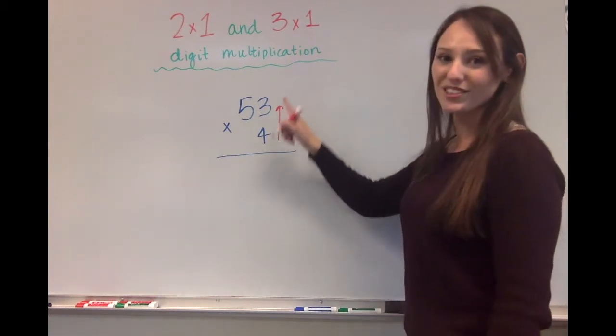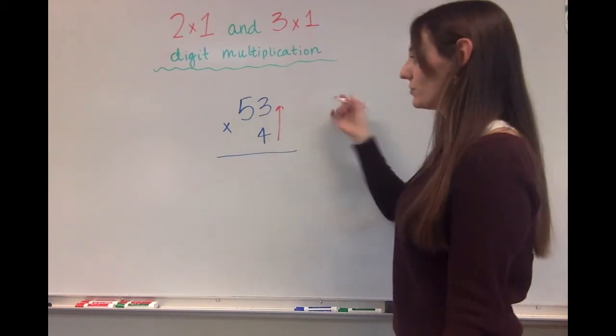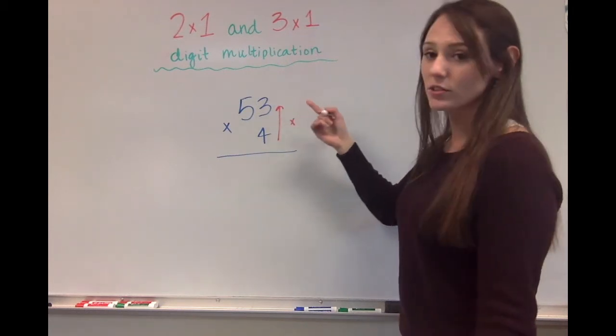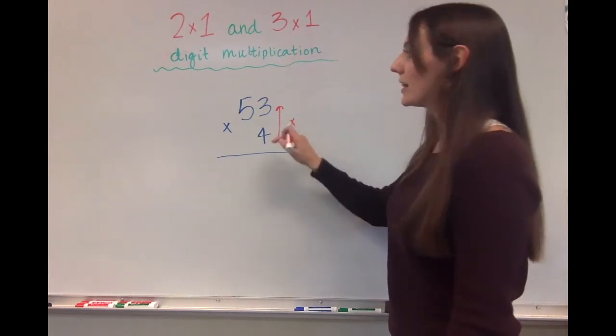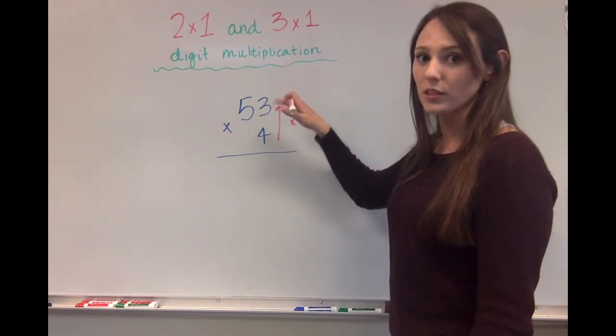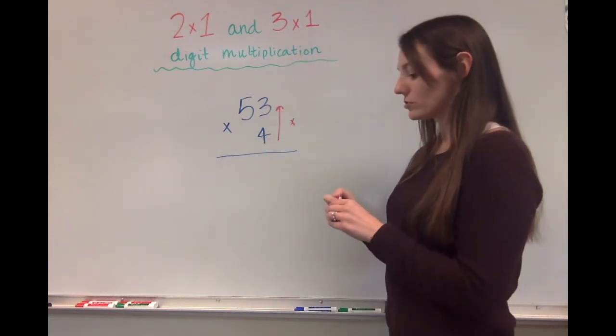So we're going to be multiplying up. 4 times 3 is going to be 12. So we can also say 3 times 4 is 12. That's going to be the same answer, obviously, but I like to say it in the order that we're actually going, and we're going up, so I say 4 times 3. So 4 times 3 is 12.